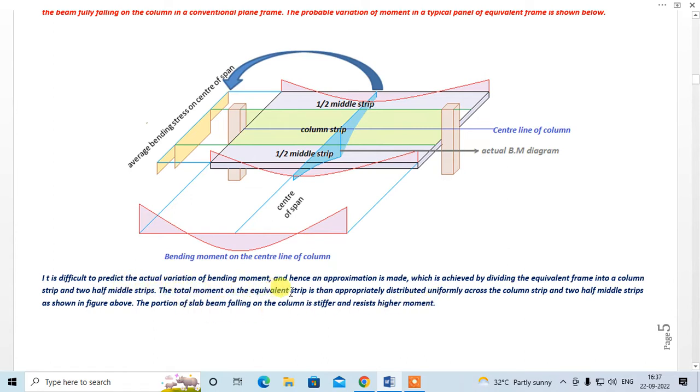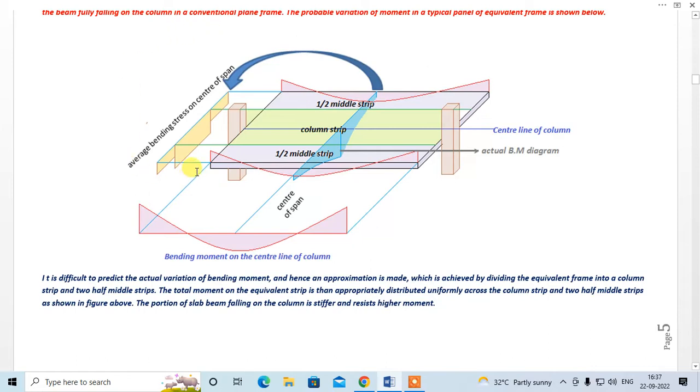The total moment on the equivalent strip is then appropriately distributed uniformly across the column strip and two half middle strips as shown in the figure above, right? So instead of this variation, the code has divided this slab beam into three parts, and then you can assume a uniform bending stress distribution along the column width and along the two half middle strips, and this is what you will take in design. This makes our work easy for the design of flat slab.